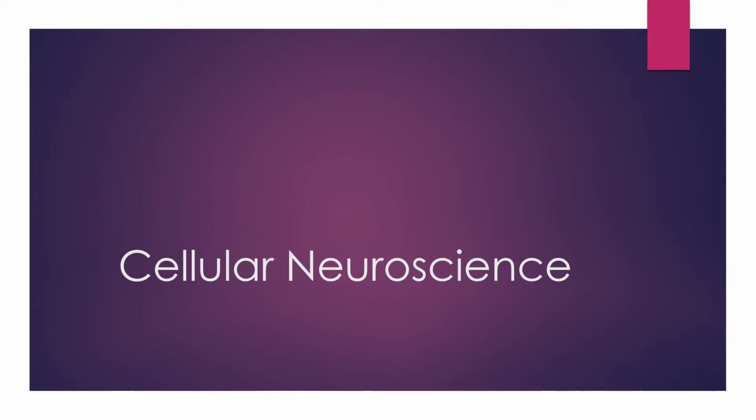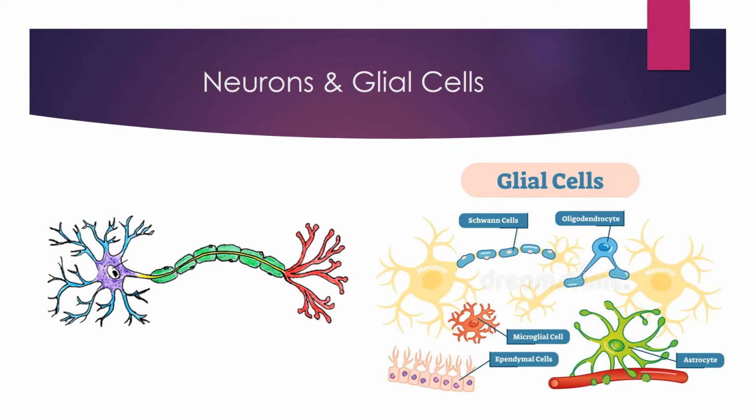Hello everyone. Today we're going to talk about cellular neuroscience. And as the name implies, we're going to start with the cells of the nervous system. The nervous system is composed of neurons and glial cells. Let's go through these one at a time.